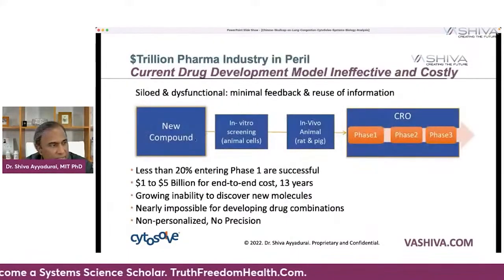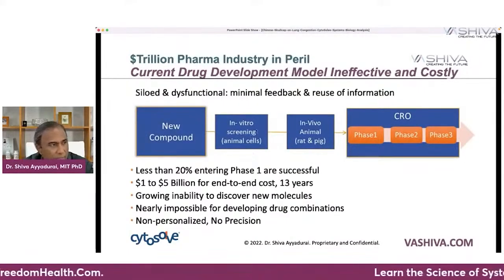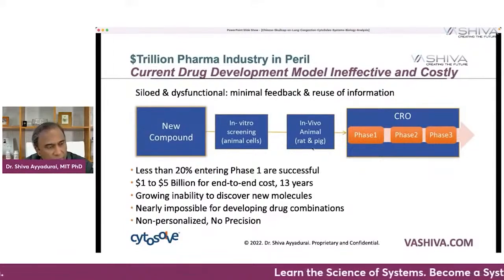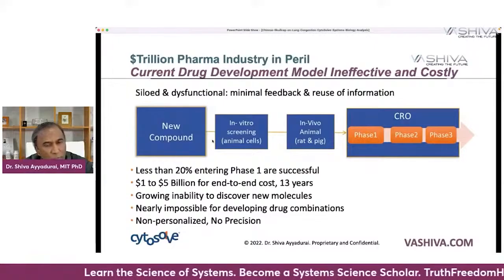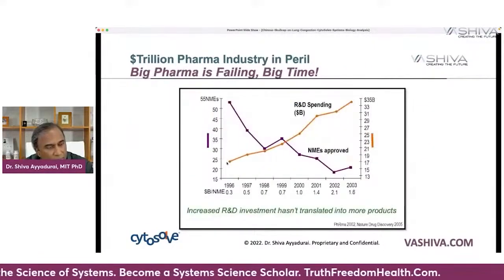Because Cytosolve lets us take this very medieval process of drug development where they can only handle a single compound, then they do stuff in a test tube, then they go kill a bunch of animals, then they do human testing. What Cytosolve does, we start way before this. We do modeling way ahead. The pharma companies spend more and more money on R&D, and they're finding less and less new drugs.